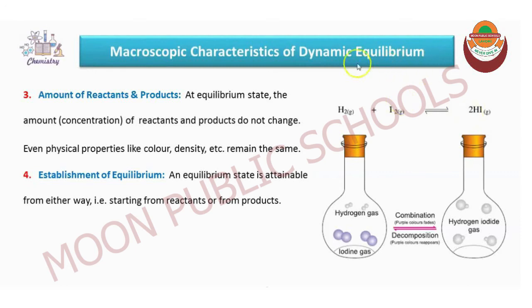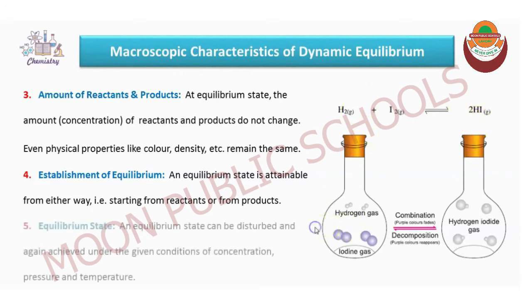So that is the fourth macroscopic characteristic of equilibrium, that we can achieve it from the reactant or the product side. Either we start from reactant or we start from product, we can achieve the equilibrium state. If we take some concentration from the reactant side, that will equal the product side.